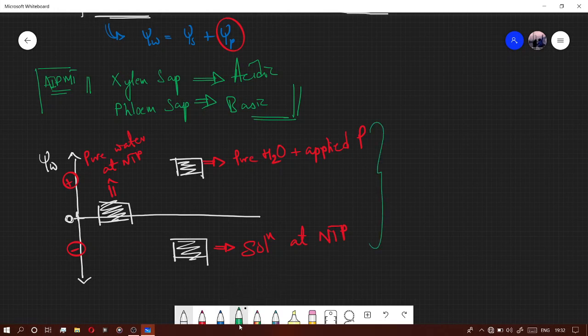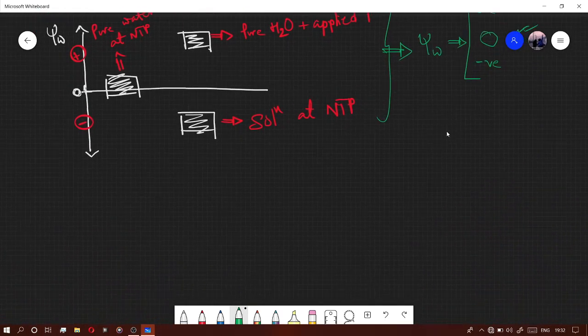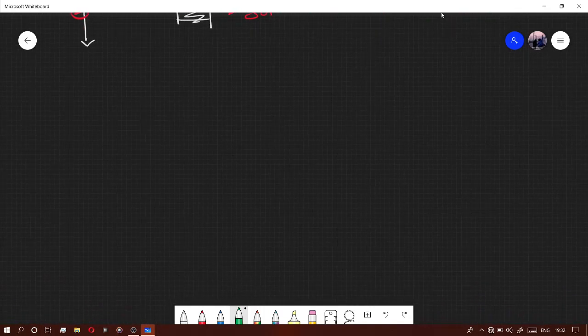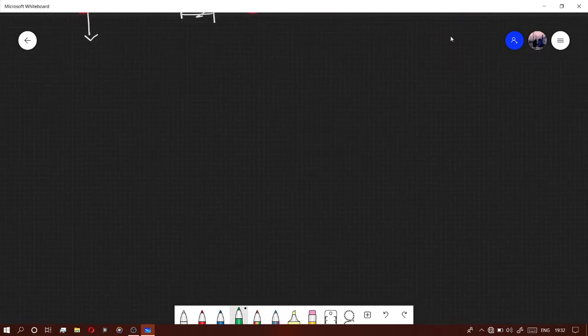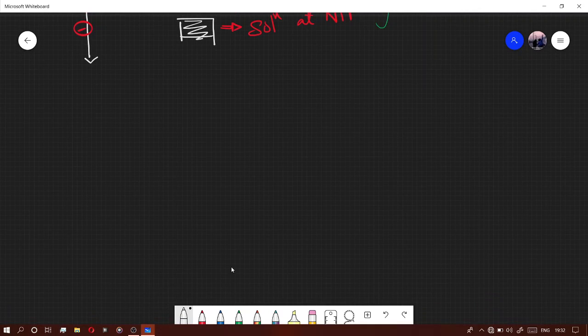So what can we infer from this graph? We can infer that psi W can have 0 value. It can also have positive values, and it can also have negative values. This is the inference. Let's move on. If you're doing this, please copy it. Thank you. You can pause the video and just copy.